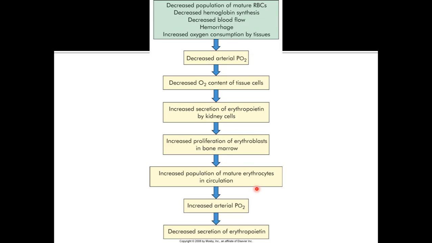And then we get more red blood cells being produced, and that increases oxygen carrying capacity within the blood. Once that is increased, those specialized kidney cells are satisfied, and so they'll stop producing as much EPO.